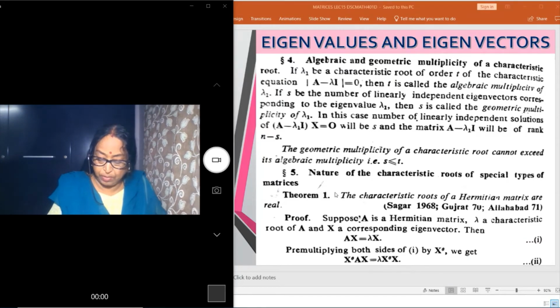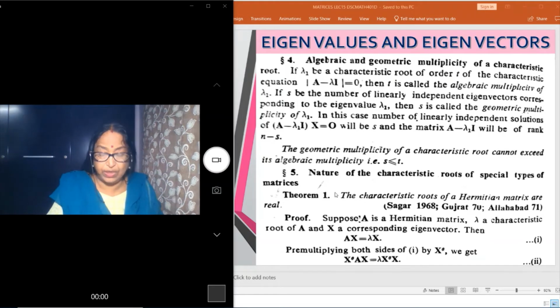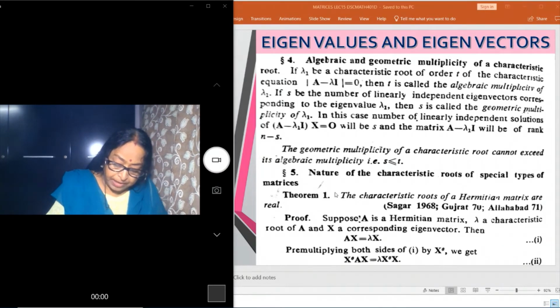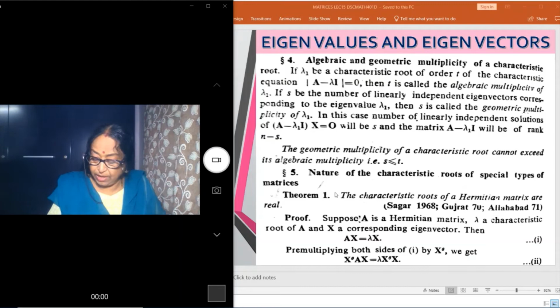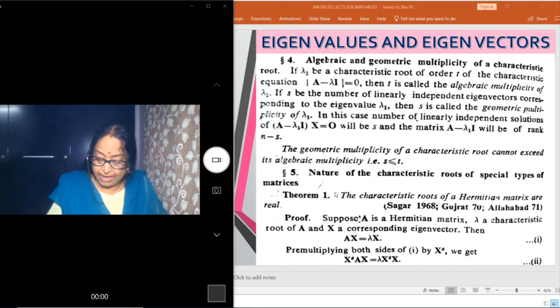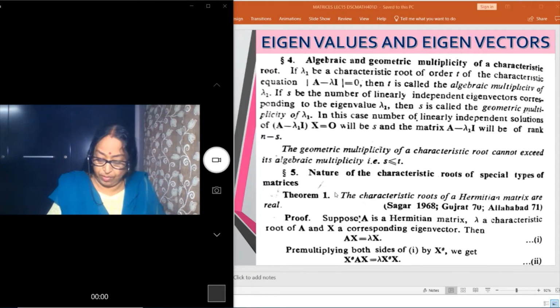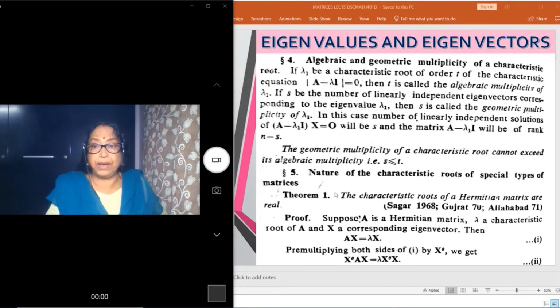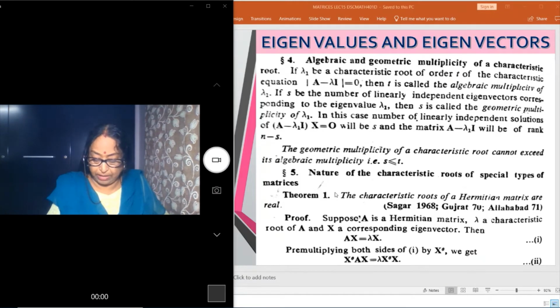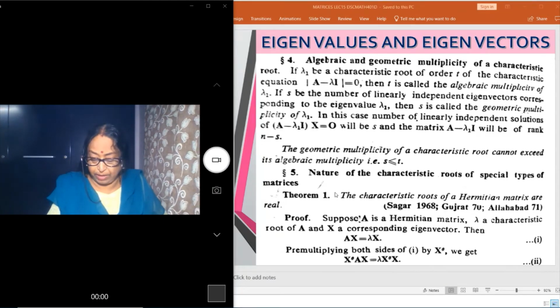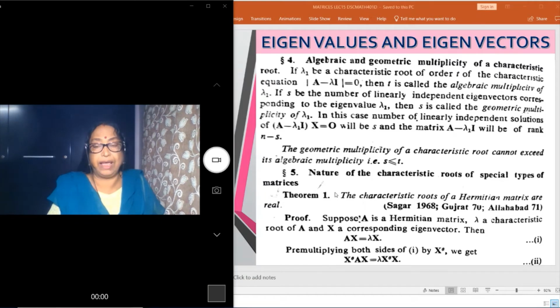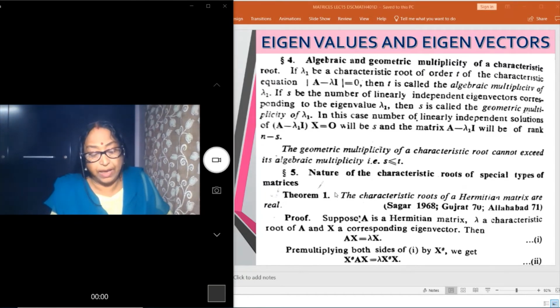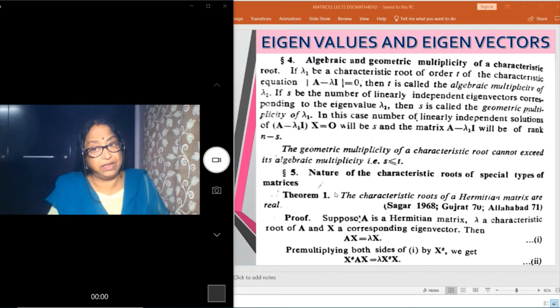Again, suppose A is a Hermitian matrix, lambda is the characteristic root of A, and x is the corresponding eigenvector, where x is the vector x1, x2, up to xn. Then Ax = lambda x. Pre-multiplying both sides by x to the power theta, we get x^θ Ax = lambda x^θ x.